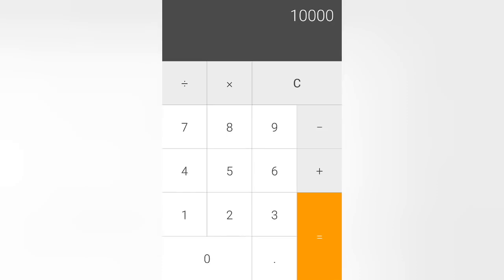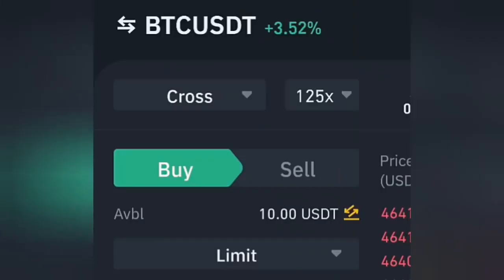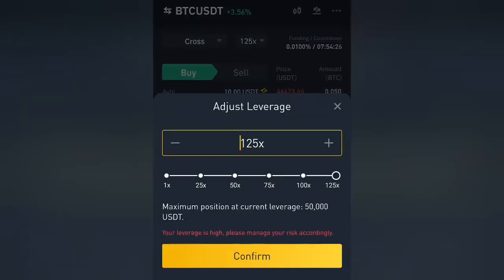You need to know that as you can make profits like this, there is always a risk attached to it. And I'm going to show you later in this video what risk is attached to it and how you can manage that risk. So that is how leverage works. And you need to know there are different types of leverages. If you click on this 125x right there, click on this. Now when you click on it, you will see that you can adjust the leverage you want to use.